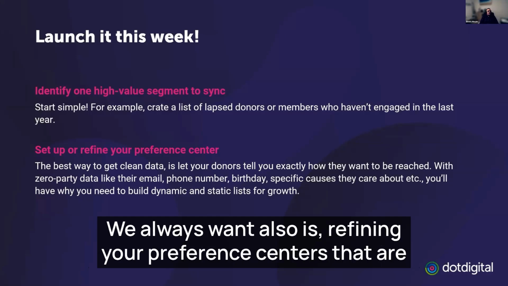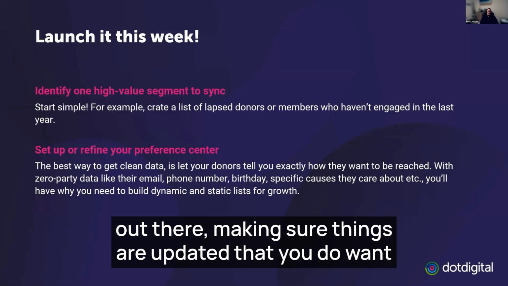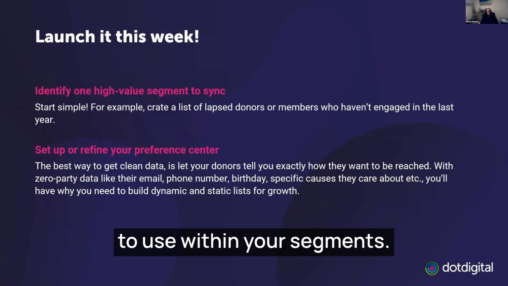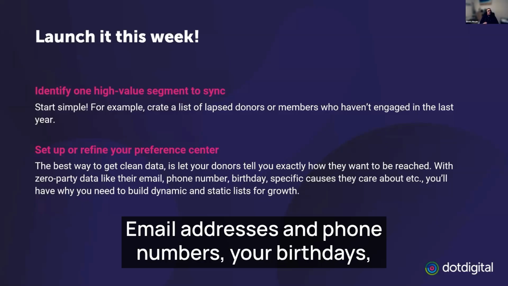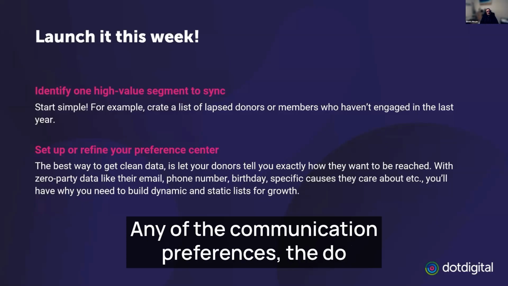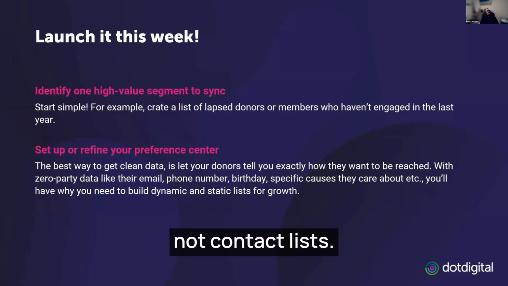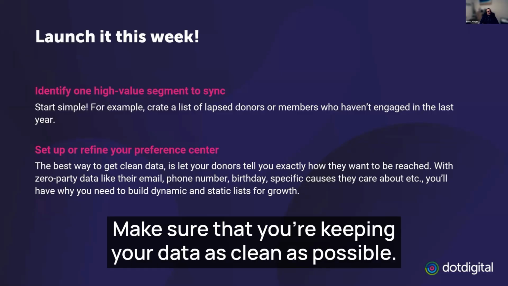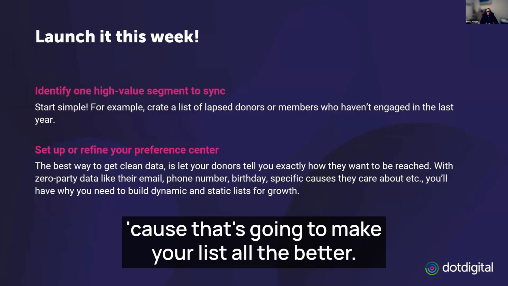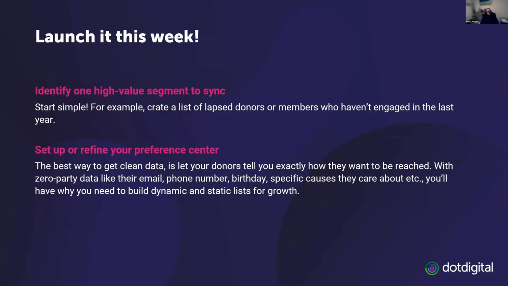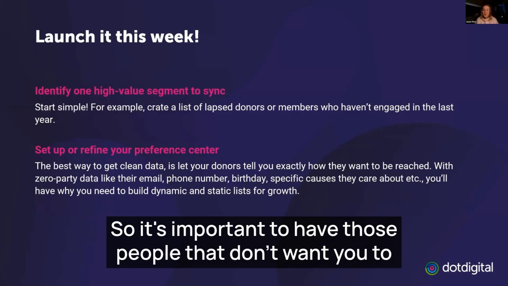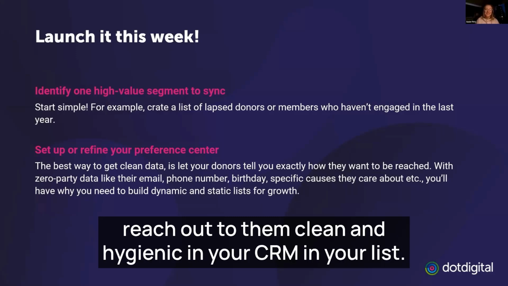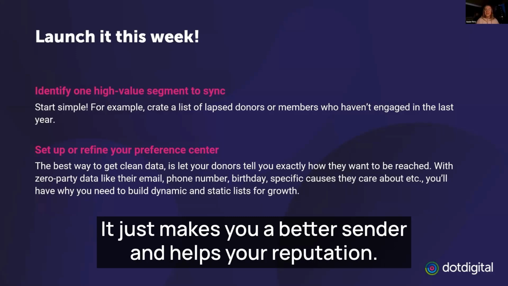We also want you to refine your preference centers that are out there, making sure things are updated that you do want to use within your segments: email addresses, phone numbers, your birthdays if it might be out there, any of the communication preferences, the do not contact lists. Make sure that you're keeping your data as clean as possible because that's going to make your list all the better. I like that you mentioned do not contact. It's important to have those people that don't want you to reach out to them clean and hygienic in your CRM, in your lists. It just makes you a better sender and helps your reputation.